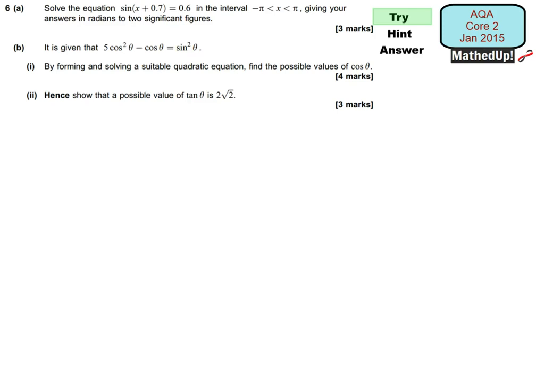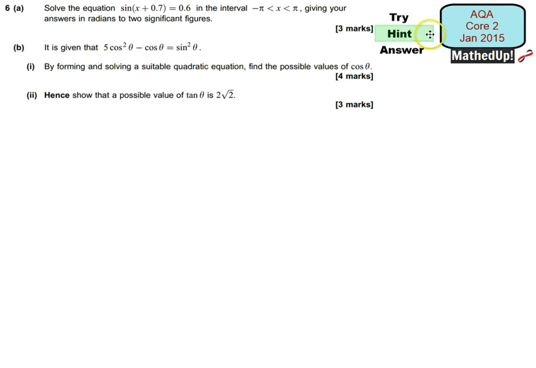Hi, this is question number 6 from the AQA Core 2 January 2015 exam paper. For the first part of this video, I'd like you to try the question yourself. So if you'd like to pause the video now and try the question. Okay, well done if you managed to have a go at that.